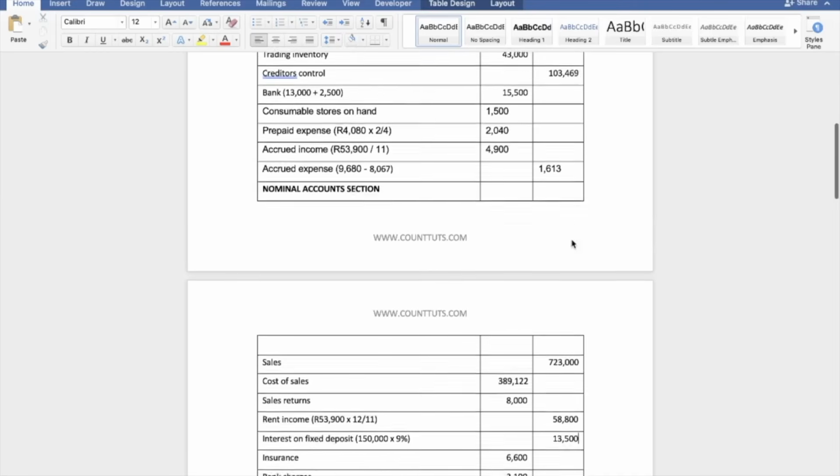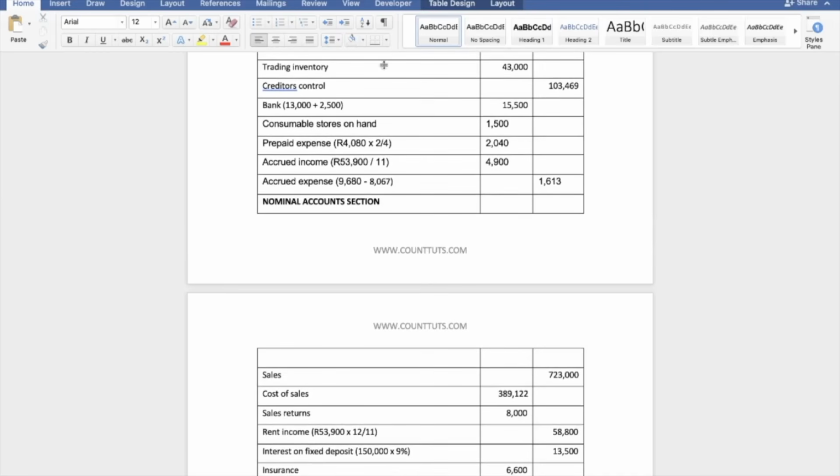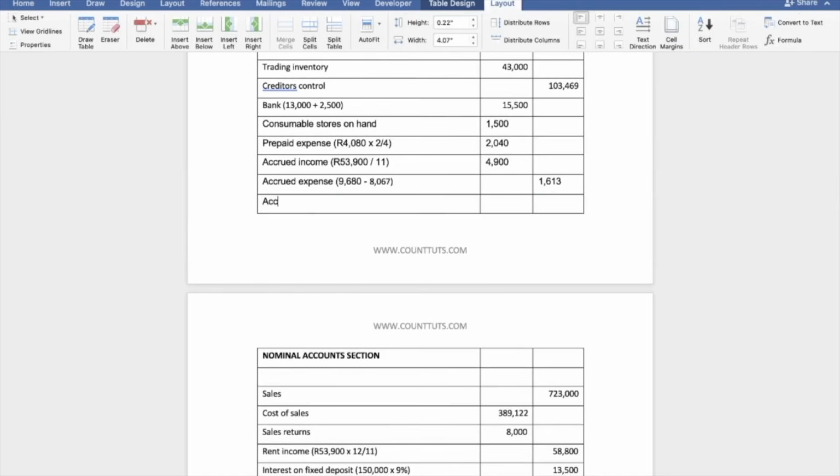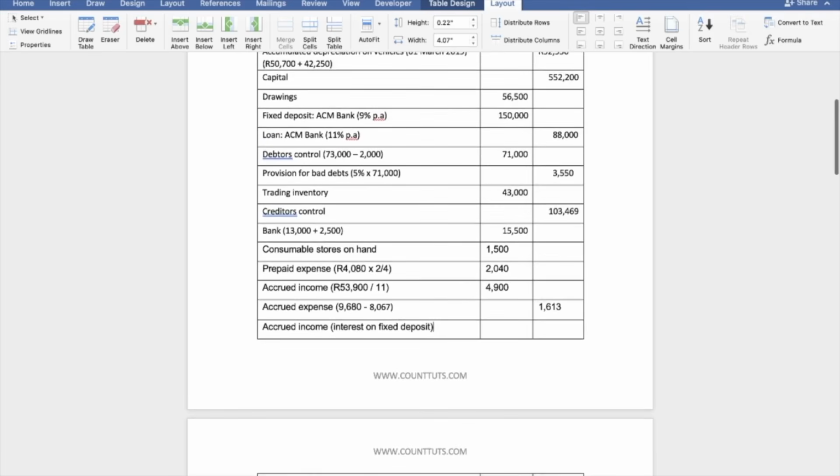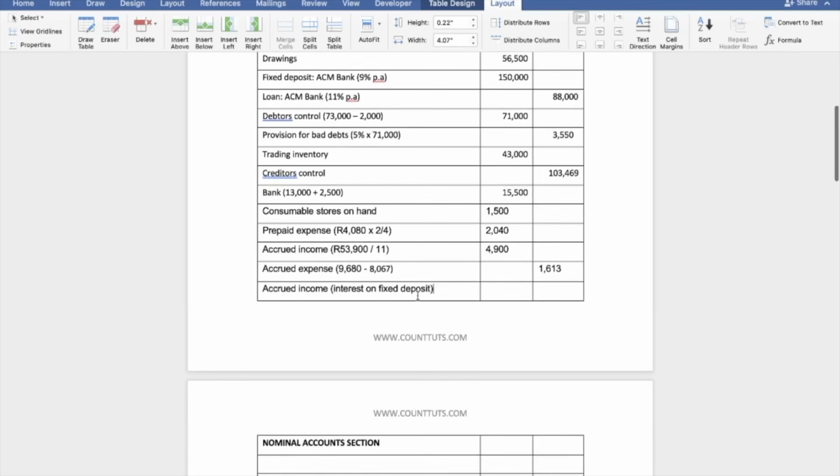We'll go back to our nominal account section, and I'm going to put it down here. You can call it accrued income, but remember we already have another accrued income up here. That was for rent, if you remember correctly. So I'm going to put it in brackets as interest on fixed deposit. Again, you'll find that some will add it to the debtors control column, so they will include it there, but you can also put it as a separate item. You can also call it interest on fixed deposit receivable or interest receivable, or accrued income and put interest on fixed deposit in brackets as I have done.